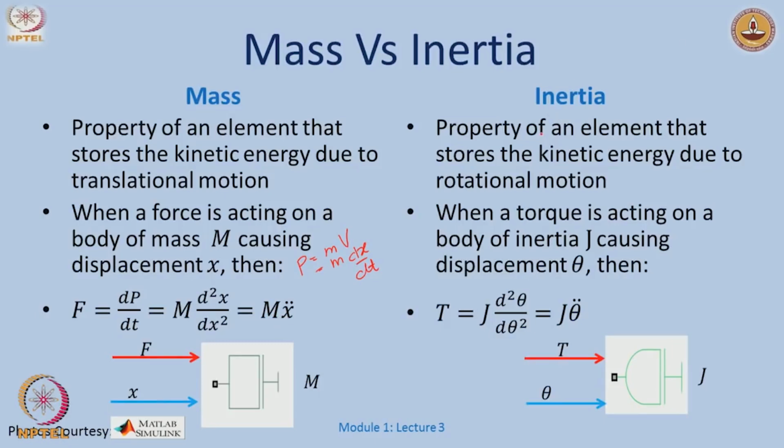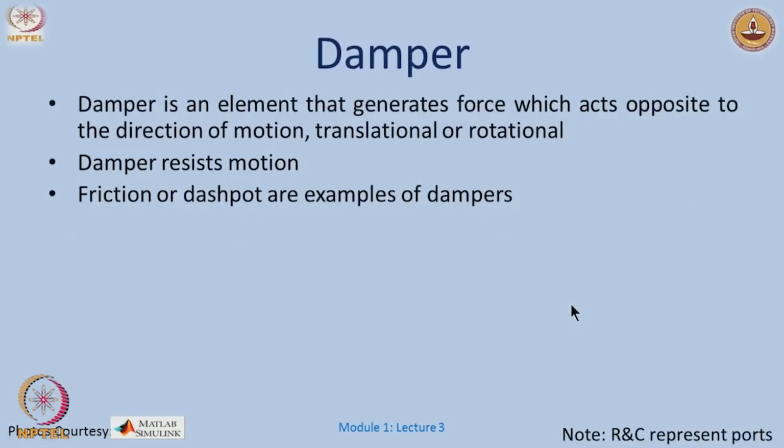Similarly, in the case of rotational motion, I have the moment of inertia, the property of an element that stores kinetic energy in rotational motion, in such a way that when a torque is acting on a body of inertia J causing a displacement theta, then torque is J times theta double dot, with the same analogy. This is a direct one-to-one relationship between F equal to m x double dot and T equal to J times theta double dot.